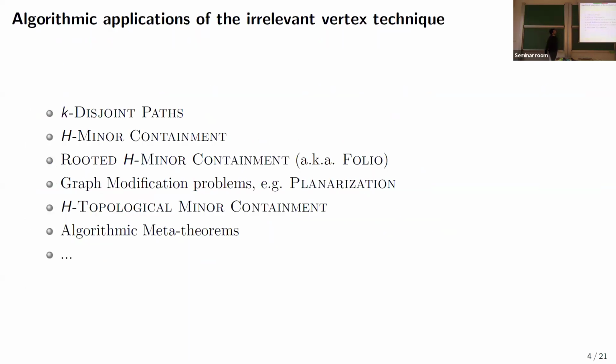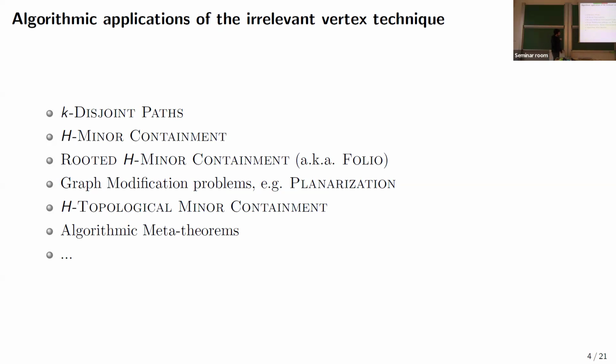And why do we like the irrelevant vertex technique? Because in fact, it doesn't solve only the disjoint paths problem. It also solves minor containment. You want to check if the graph has another graph as a minor. It solves the rooted variant of this problem. I give you some roots, and now I ask for the existence of a minor that is rooted in these vertices. And graph modification problems, for example, remove some vertices so that the resulting graph is planar, or exclude some other graph as a minor. Topological minor containment, also the algorithm that we have to check if a graph contains another graph as a topological minor, also uses the irrelevant vertex technique.